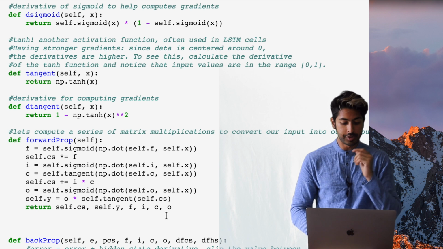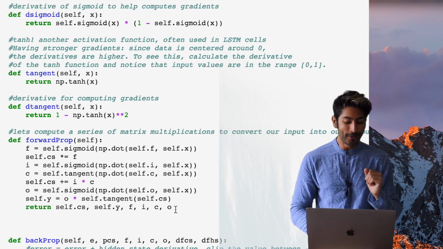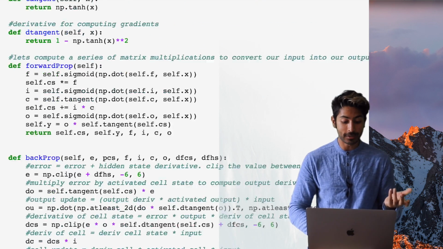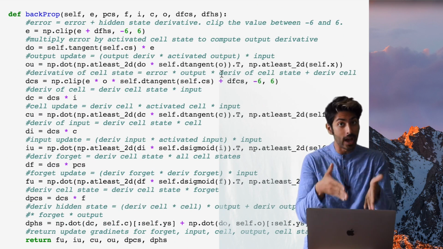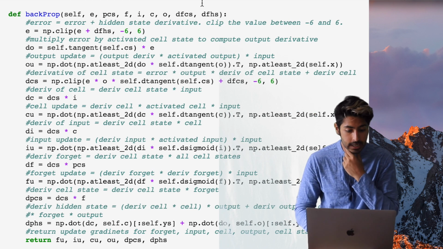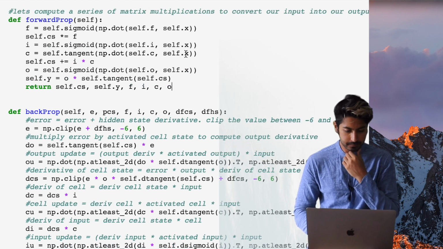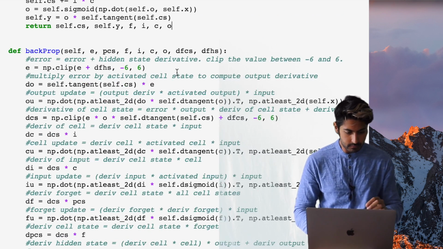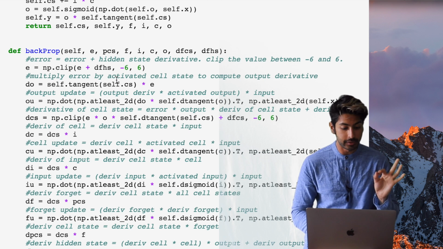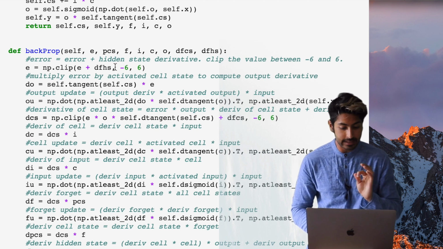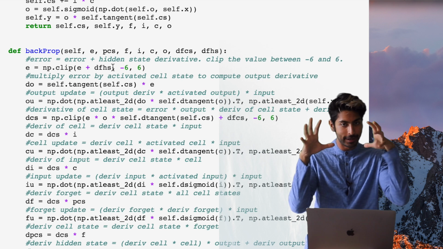All right, and that's the equation that I showed up there. So now we've got our forward propagation. Now we're going to look at the backward propagation. Remember, we backpropagate through the cell state as well, not just the higher level recurrent network. So we're going to compute the first error, right? That's the error plus the hidden state's derivative, and we'll clip those values so it's not too big.